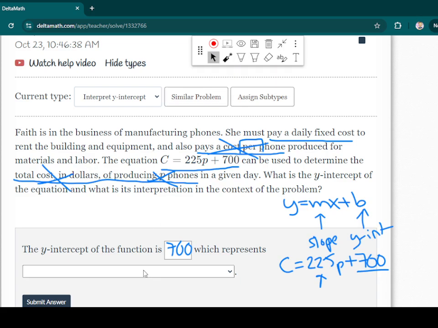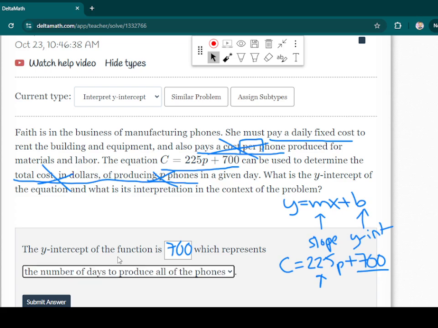So what options do we have? The number of phones produced in a day? Nope, it's not going to be that one. The fixed cost for rent and equipment? Well, we haven't crossed that one off yet, but let's just see what the others say. The total cost to produce all of the phones? No, that's C. The additional cost to produce each phone, that would be our slope, our 225.